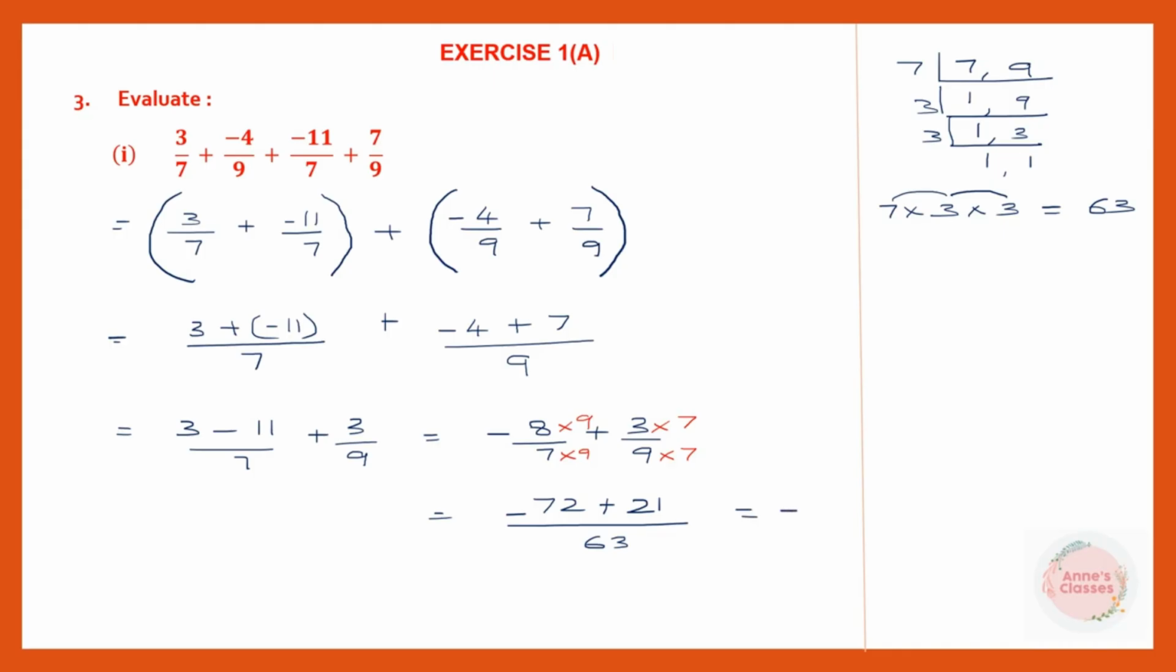Signs are different. Put the sign of the bigger number and subtract. 72 minus 21. 2 minus 1 is 1. 7 minus 2 is 5. That's 51. So minus 51 by 63. Here we can reduce 51 and 63. Both are divisible by 3. So 3 ones are 3. What is left is 21. 3 sevens are 21. Here 3 twos are 6, 3 ones are 3. So what do we get here? We get minus 17 by 21. Now this is the final answer, minus 17 by 21.